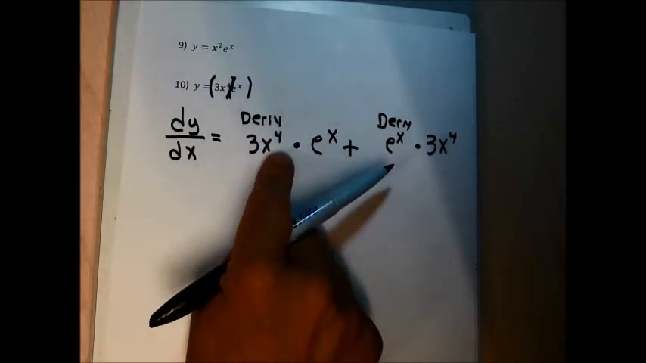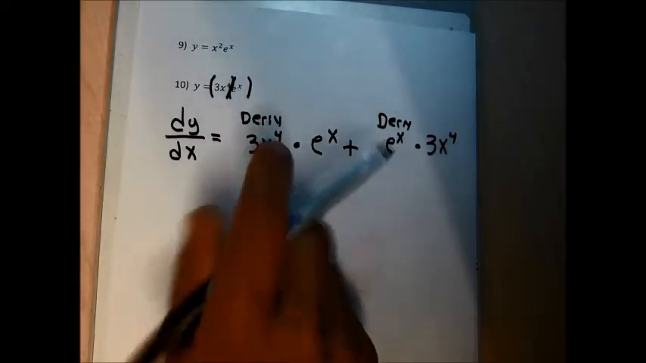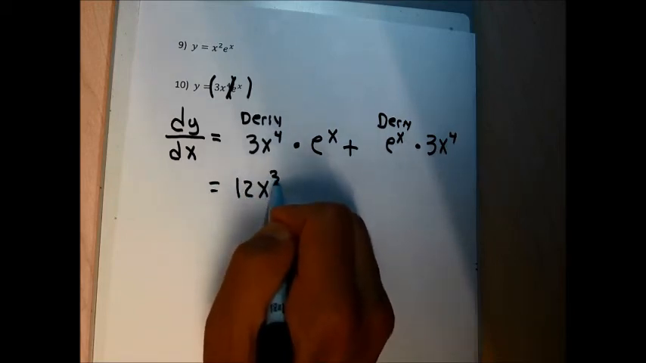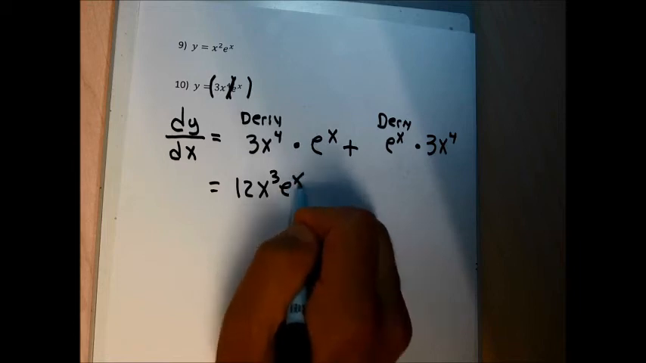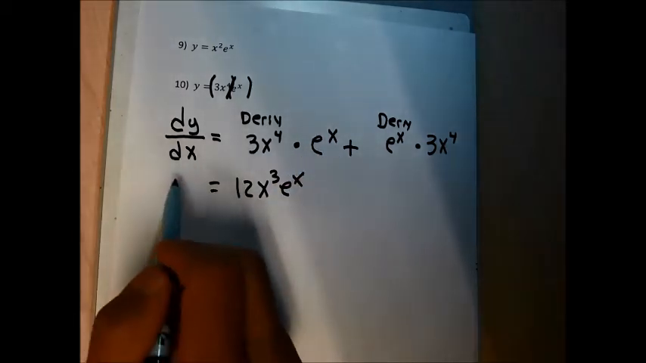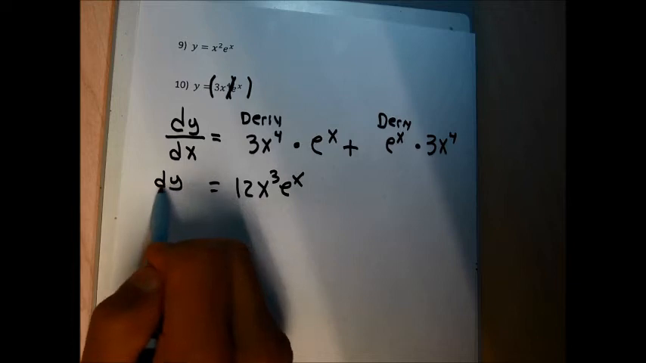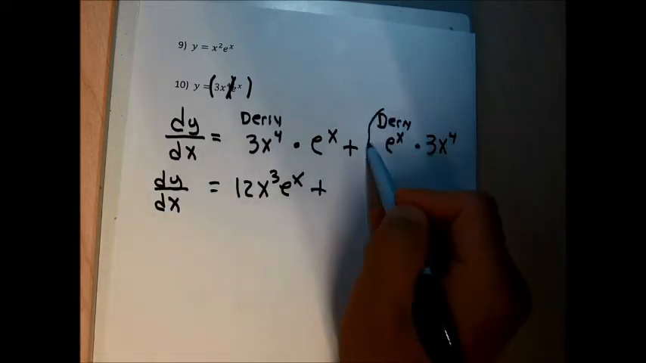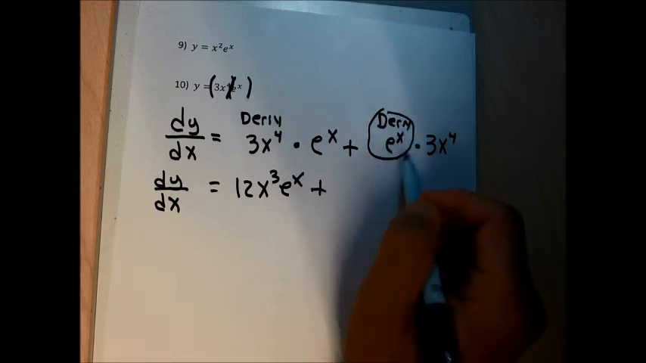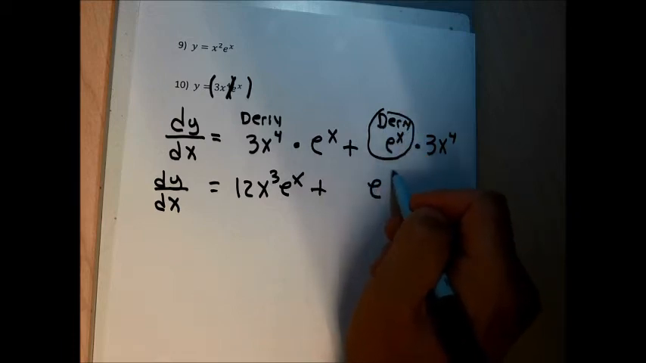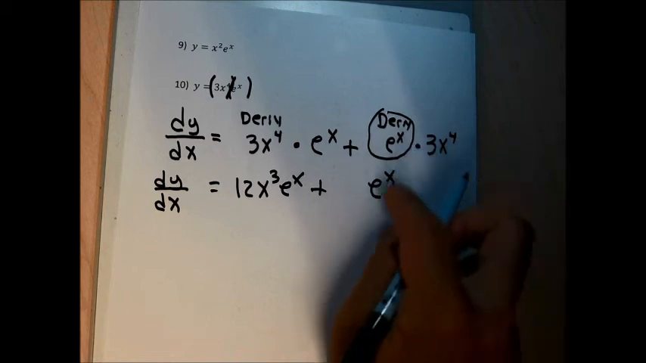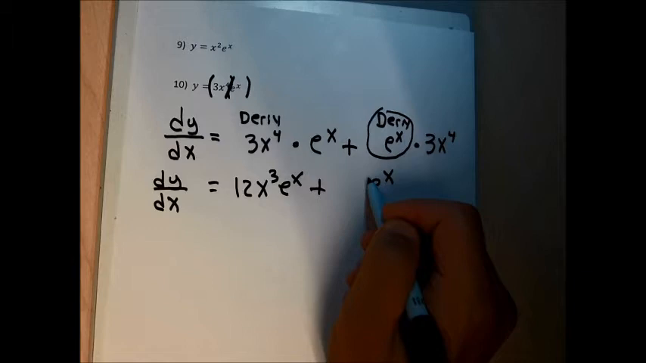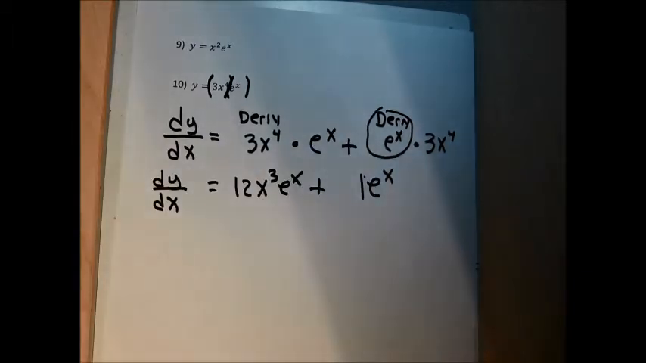The derivative of 3x to the 4th, I go 4 times 3 is 12. I lower the exponent by 1 to x cubed, and then I keep this e to the x intact because it's not changing on the first step of the product rule. Bring down my plus sign. Now I'm going to do the derivative of e to the x. To do a derivative of an e, you write the e function down, and to the left of it you write the derivative of the exponent. Well, the derivative of x is just 1. So right to the left of it I'm going to write a 1.